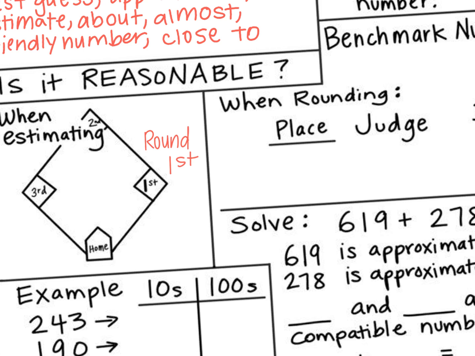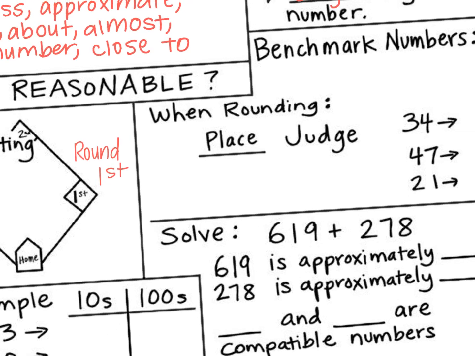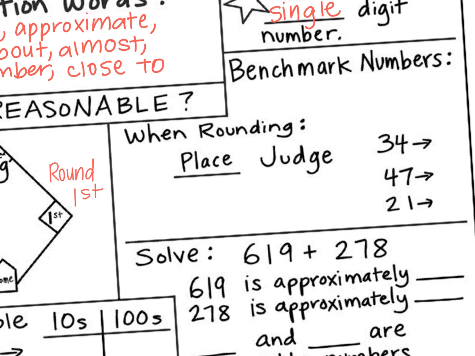I want to round first. We don't round at the very end. So that means I'm not going to solve the entire problem, get the exact answer, and then round it. No, I want to make my numbers easy to work with so I can just estimate an answer. So I have to round my numbers first. So when rounding, I can use benchmark numbers.